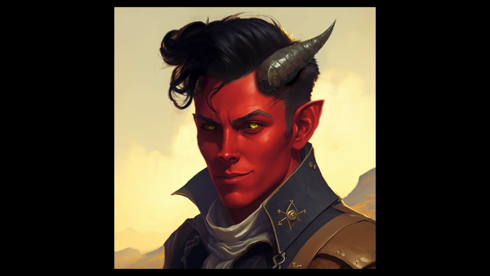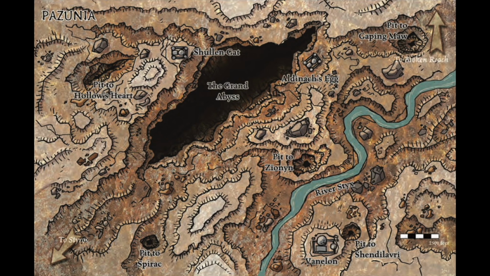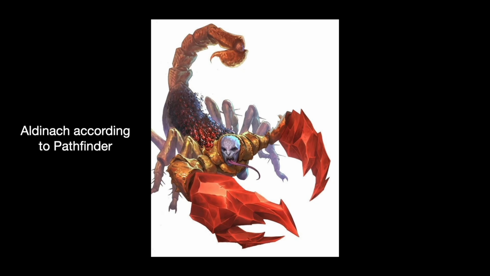the Hunting Sovereign. Another point of interest is Aldanak's Egg, where the wooden-skinned demon lord Aldanak resides. It's located right next to the entrance to the Grand Abyss, the 4th layer. She's known as the Lady of Change because she delights in corrupting and perverting the pure and the innocent.